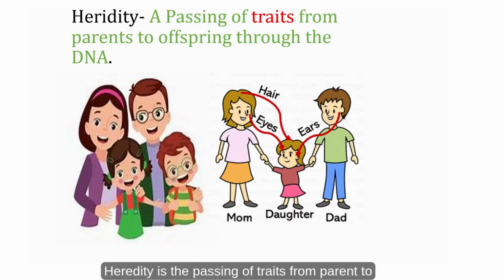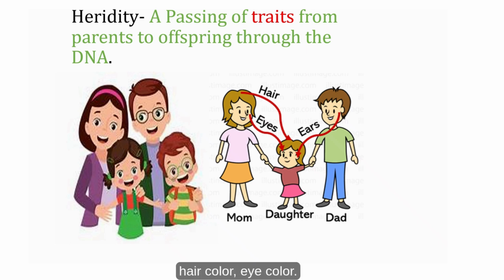Heredity is the passing of traits from parent to offspring through the DNA. Here, a trait means a character. It may be a physical character like hair color or eye color. As you can see in this picture, the daughter has acquired the same eye color and hair color from her mother and the same ear from her father. So these are the characters which pass from parents to offspring through the DNA.